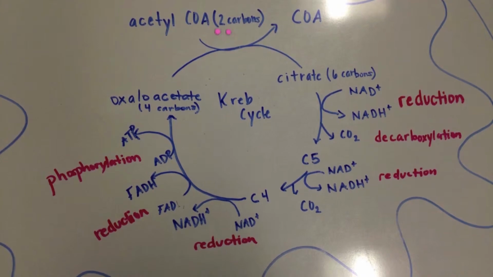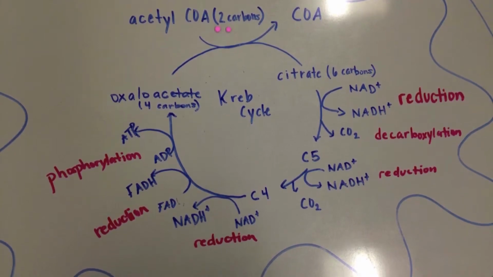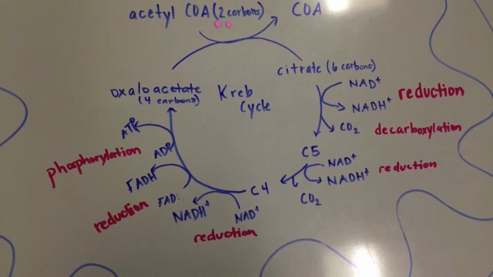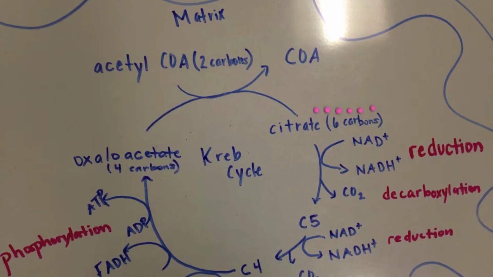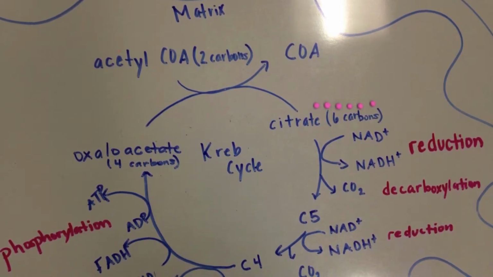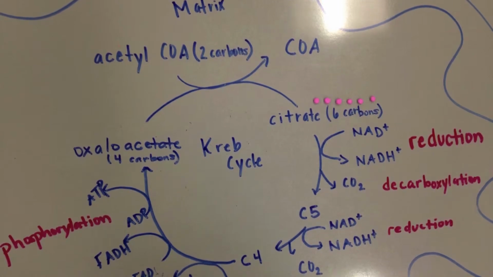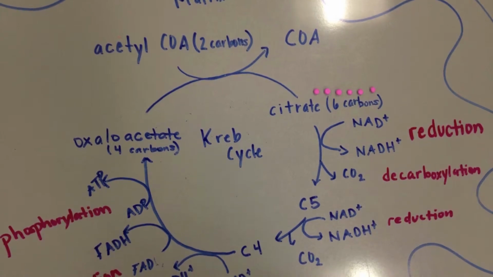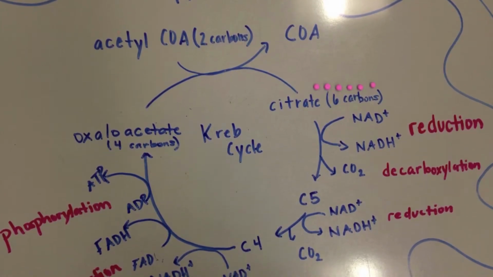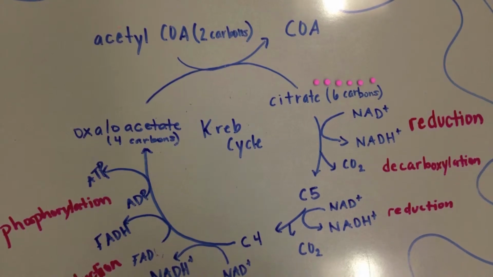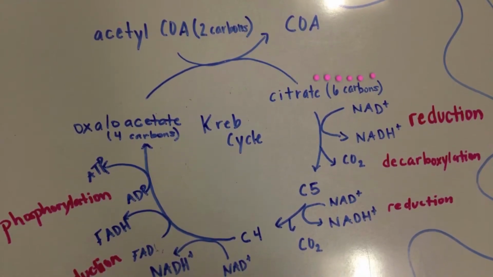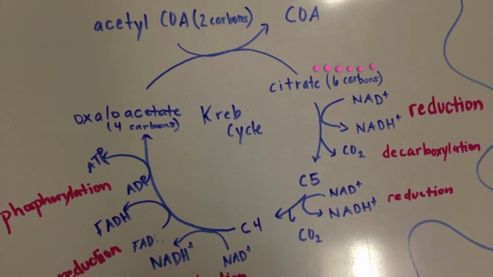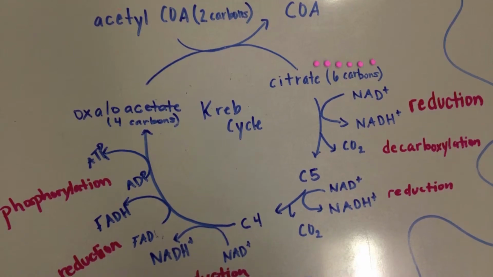Okay, so the second step of cellular respiration is called the Krebs cycle, and the Krebs cycle is going to happen inside of the matrix inside the mitochondria. In the Krebs cycle, first we have oxaloacetate, which is a 4 carbon molecule, and we add it to acetyl-CoA, which has 2 carbon molecules, and those are added together, making citrate. Citrate is now a 6 carbon molecule.